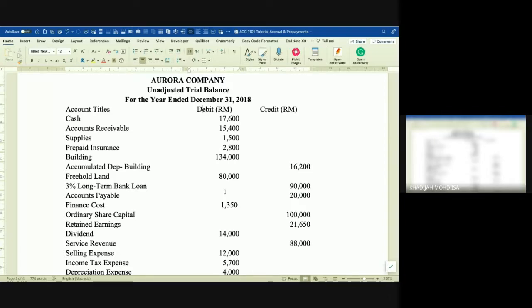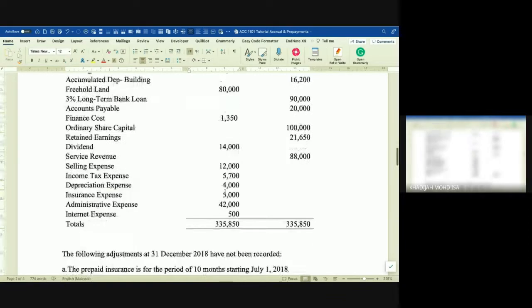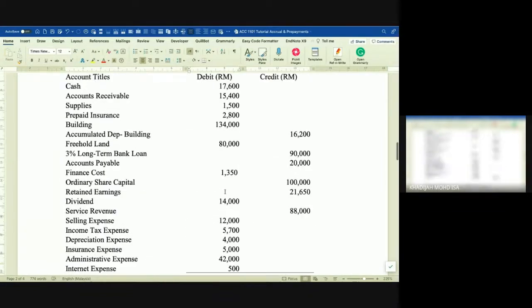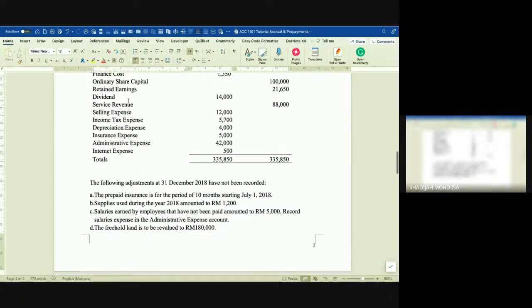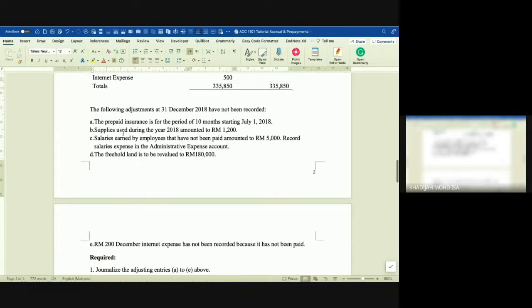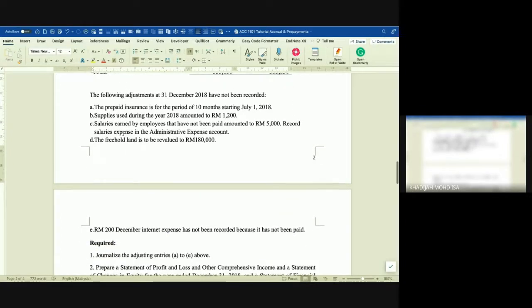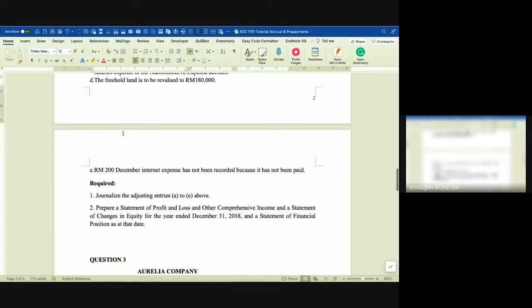But you have not done all the adjustments. The accruals and the prepayments have not been taken up. So the requirement is always given with this unadjusted trial balance. From there, you are given some adjustment transactions that you need to do journal entries. That's why the question always asks for journal entries.